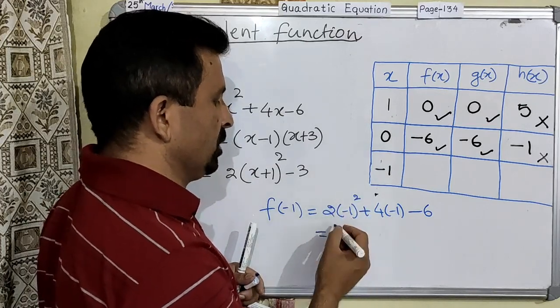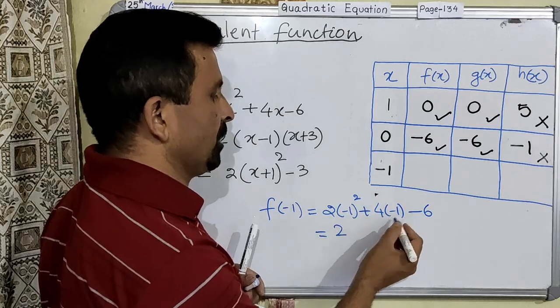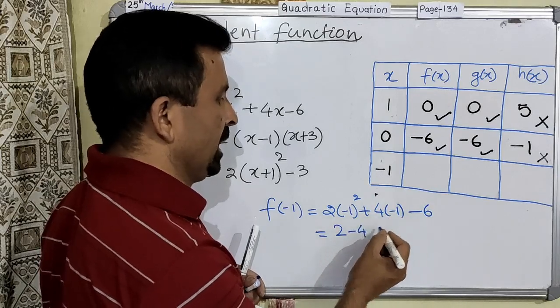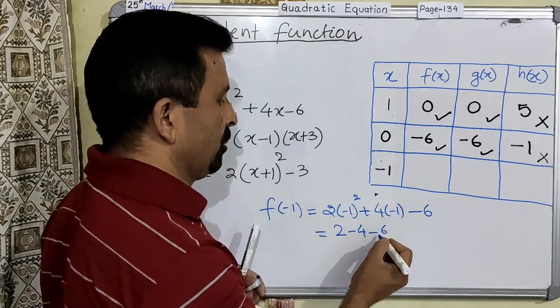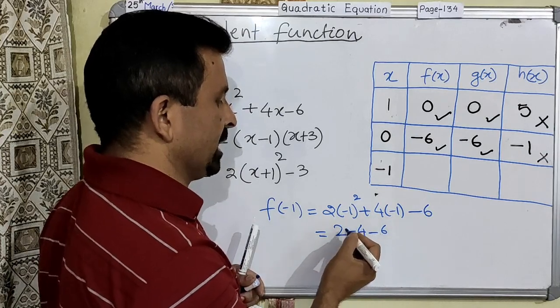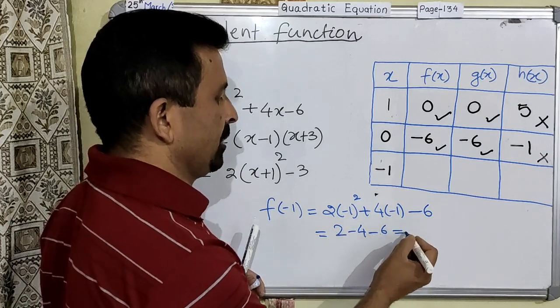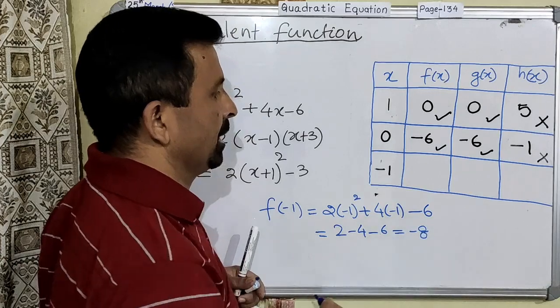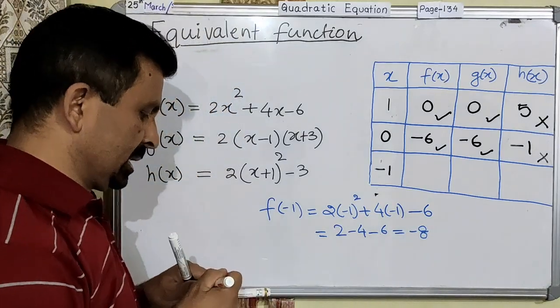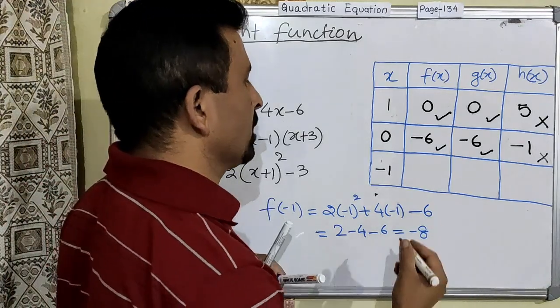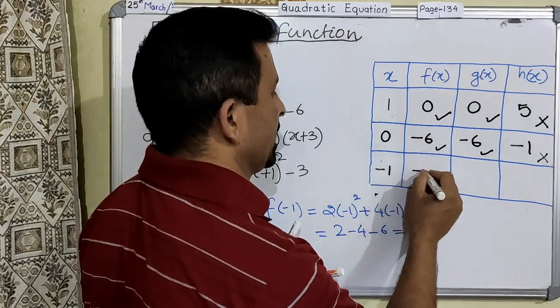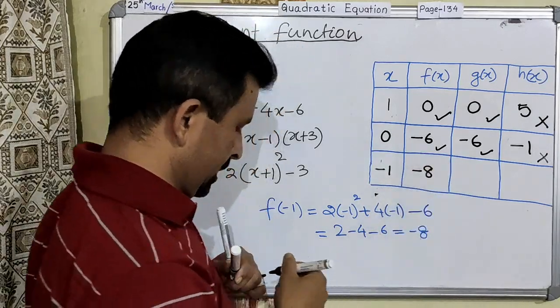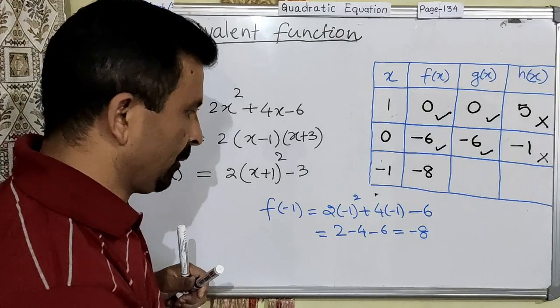And positive 1 into 2 is 2. Now 4 into minus 1 is minus 4. And minus 6 as it is. Now minus 6 minus 4 is minus 10, and then plus 2. The answer will be minus 8. Alright. So this is the output of your standard form. This is minus 8. Let us check it for the factored form now.